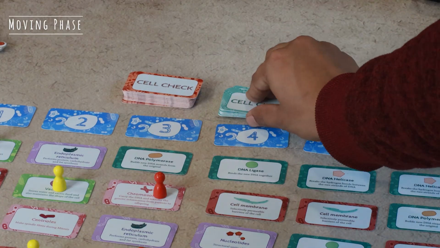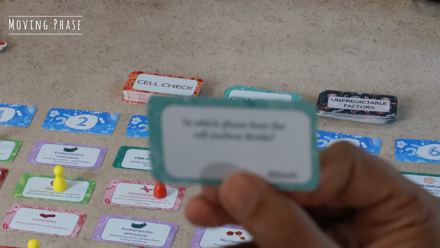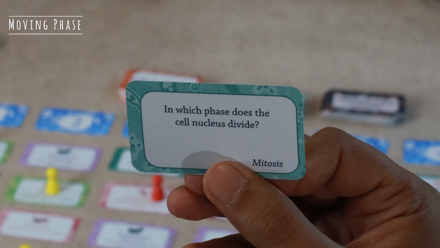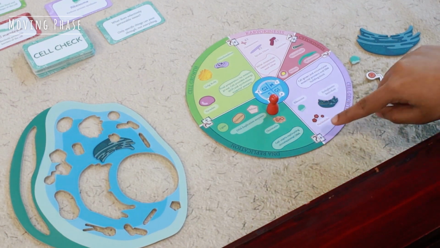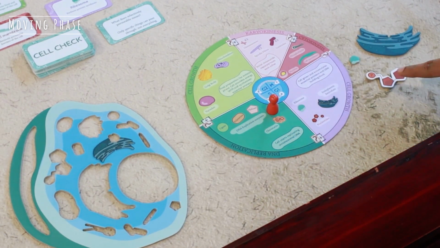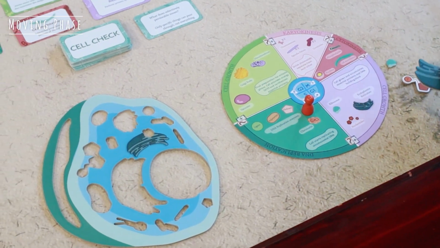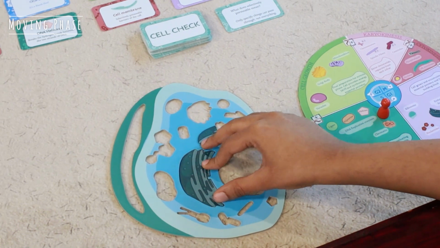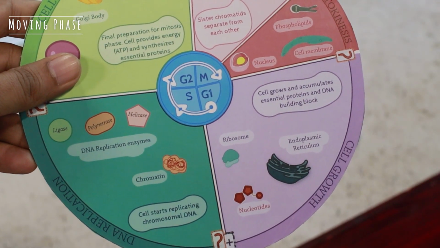When you enter the moving phase, the player on your left picks up a green cell check card and asks you a question. You must now attempt to answer this question and you may look over to the board for hints. If you do manage to answer correctly, you take resources from the current section of your cell tracker and fit them on your cell cutout. A player must have all the resources indicated on their current cell section before they take this action.